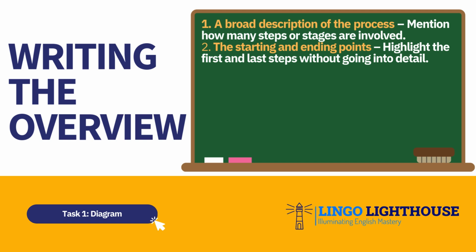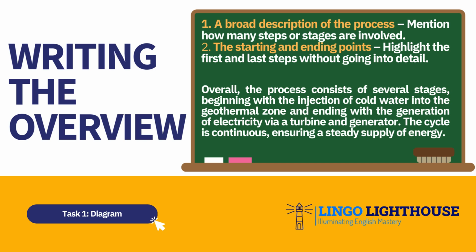A strong overview might be: Overall, the process consists of several stages, beginning with the injection of cold water into the geothermal zone and ending with the generation of electricity via a turbine and generator. The cycle is continuous, ensuring a steady supply of energy. This statement provides a general summary without getting into specifics.